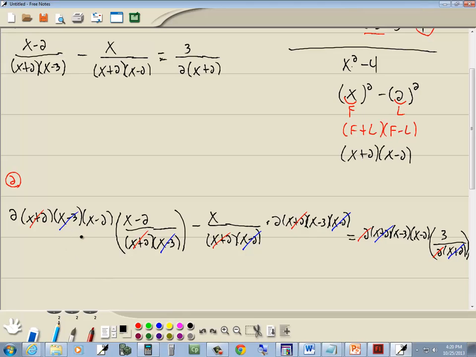So let me write down what I have left. I have a 2 here, and then (x - 2), minus x times 2, and then (x - 3), equals 3 times (x - 3)(x - 2).